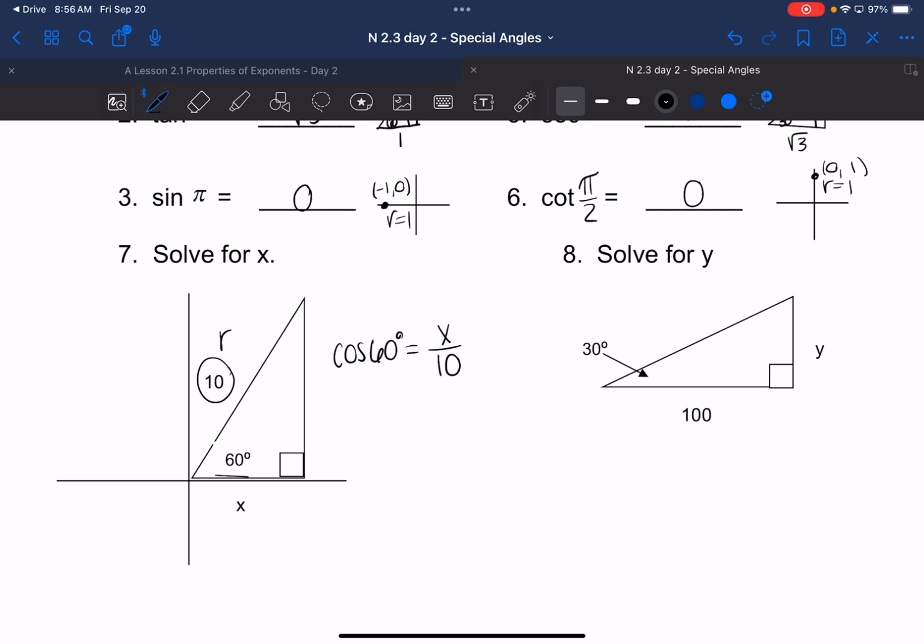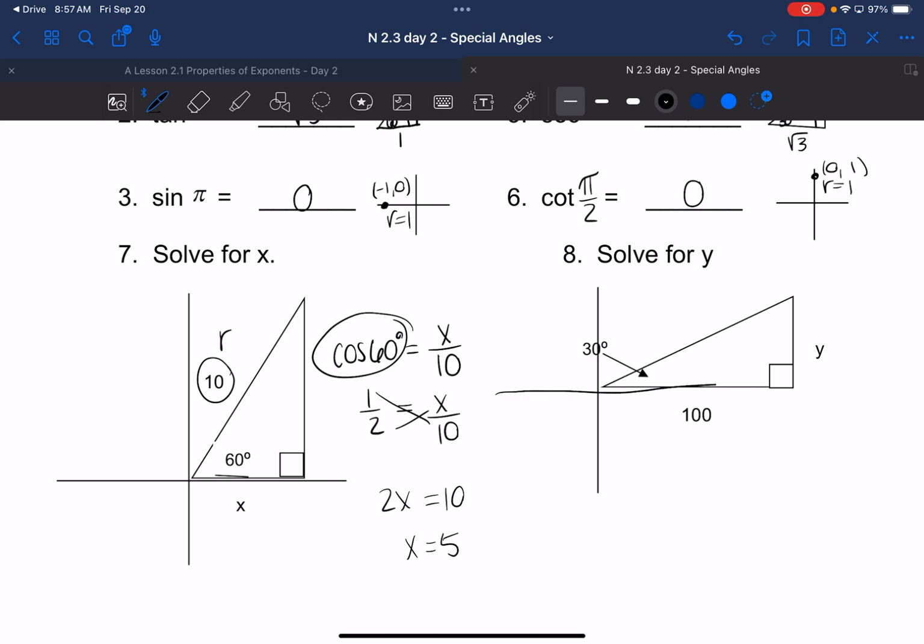Okay. Well, in our figure, we should know that for cosine of 60 degrees, if you flip it back over, cosine of 60 degrees is what ratio? 1 over 2. So I can replace this with 1 over 2 because I already know what its ratio is and set it equal to x over 10. And then this is something we would just cross multiply and solve, right? So here I would have 2x. Here I have 10. X is 5. All right.